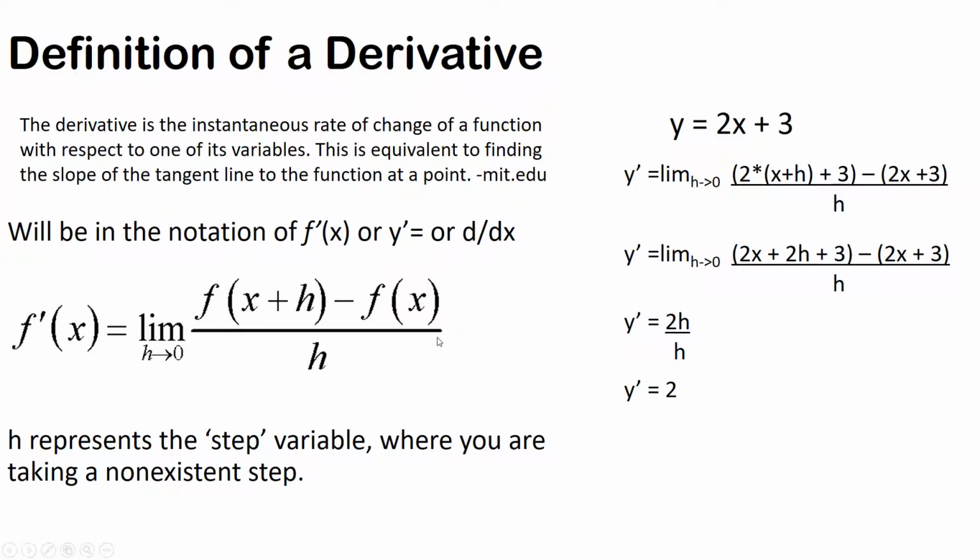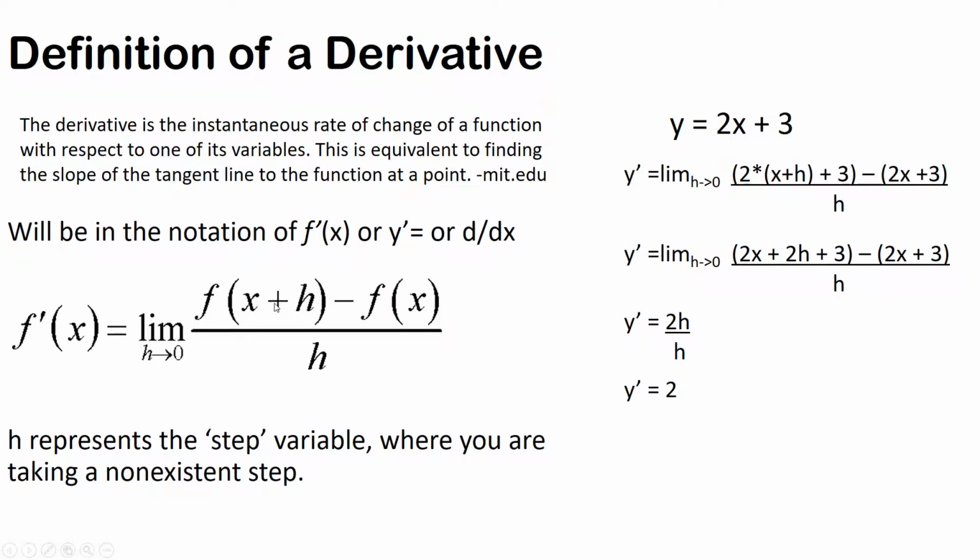Now let's go down to the notation of the definition of a derivative. This is the mathematical definition of a derivative. It will be in terms of f prime, that's what the little apostrophe stands for, f prime of x, or y prime, or d over dx. And we'll get into that a little bit later with the derivative rules, because that's what it's written as in a lot of the rules.